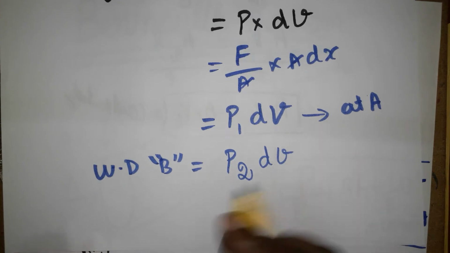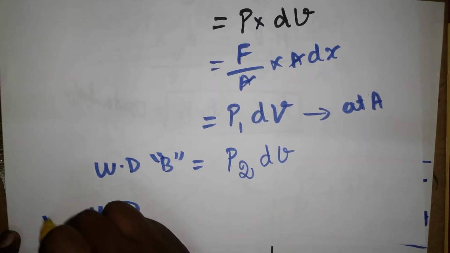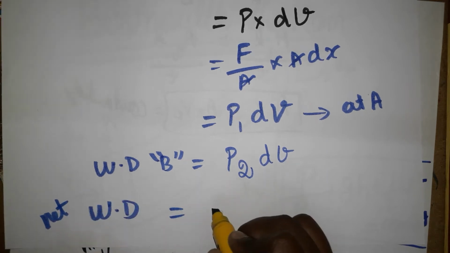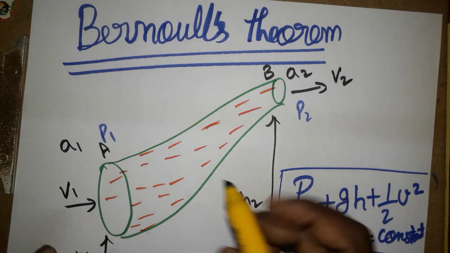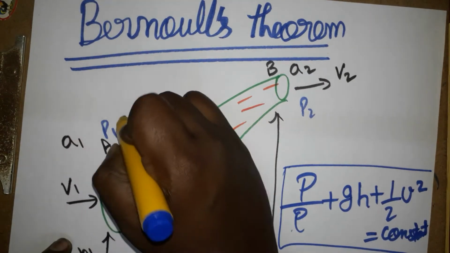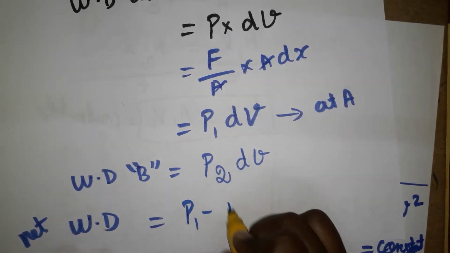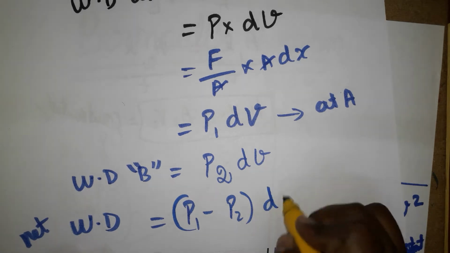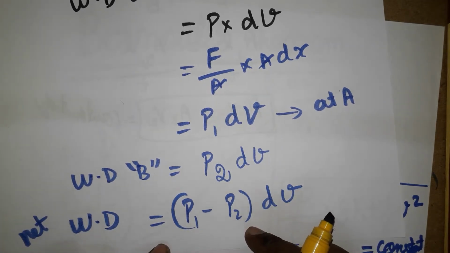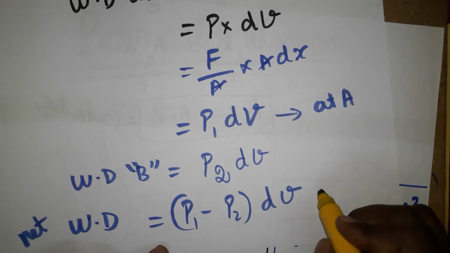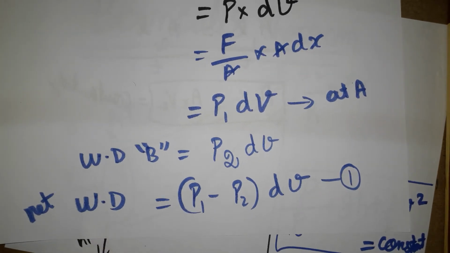So what is the pressure difference? The total net work done between A and B depends on where the pressure is more. In depth the pressure is more, so here the pressure is more. So P1 is greater than P2, and the net work done is (P1 minus P2) dV. You may ask why P1 minus P2: because P1 is greater than P2, as in depth the pressure will be more. This is equation 1, the net work done.